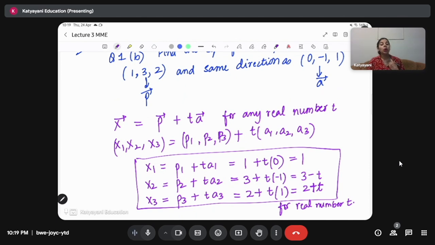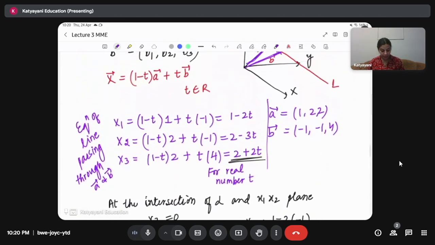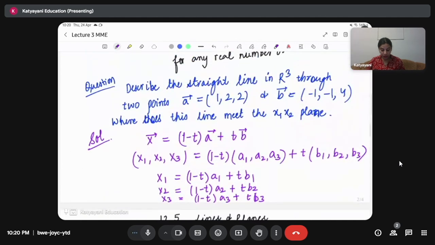So with this, we have seen how to find the equation of a line. There are two methods that you have to keep in mind. In the first method, you will be given two points through which you have to find the equation of the line. In that case, this is the formula: the line would be the set of all x such that it is a linear combination of a and b. The formula for it would be (1 minus t) times a plus t times b, for any real number t. So this is when the line passes through two points a and b.